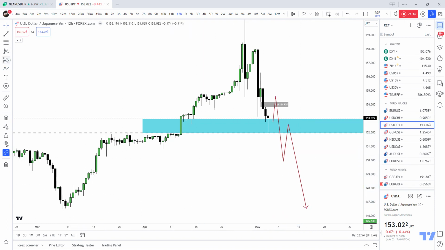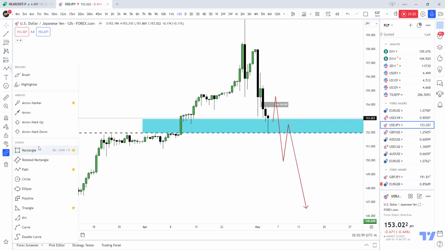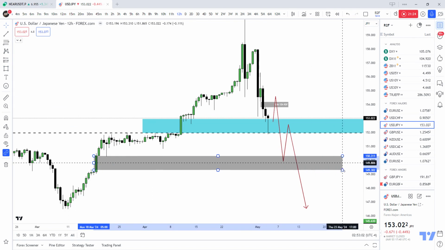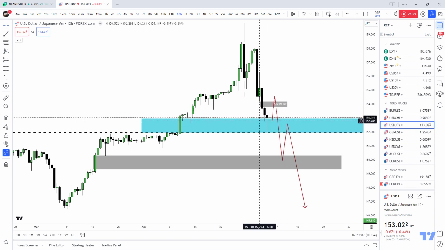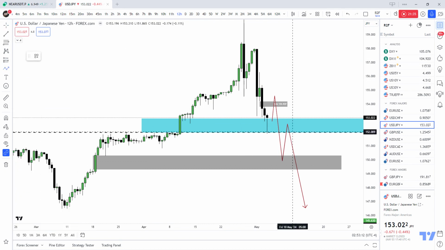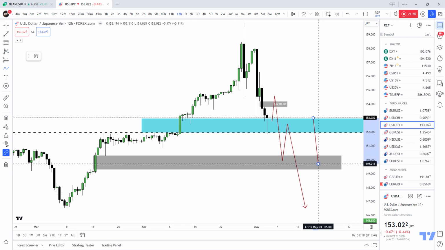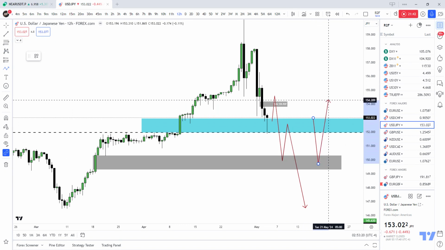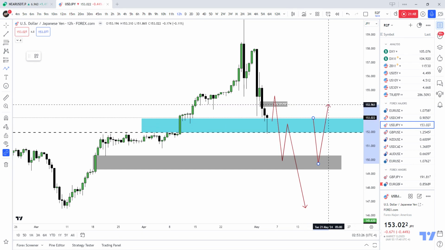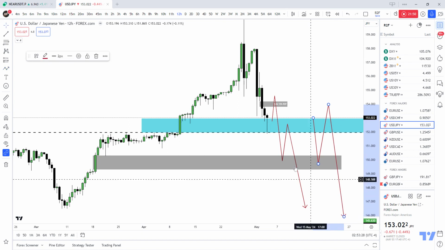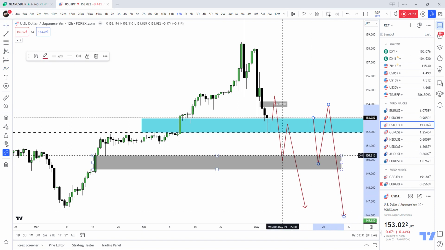Because there's a gap here as well. Inefficiencies, imbalances that were left open. So this is a possible scenario. If it doesn't come into here and it decides just to start moving lower, right, into this area, then I might expect next week, if it comes into this inversion fair value gap again, to come back into this area before moving lower. So it'll be something like that, right? So these are two things I'm anticipating.